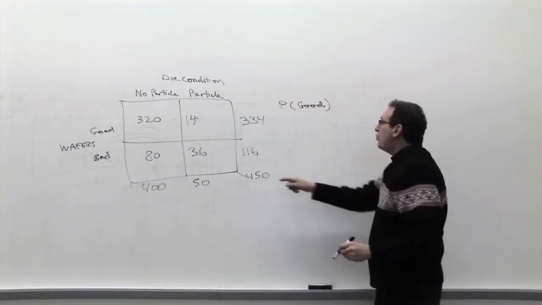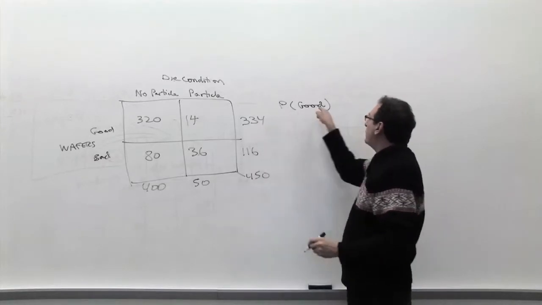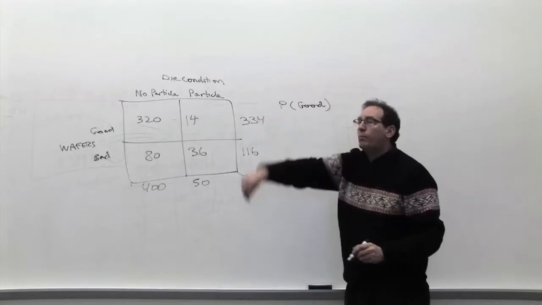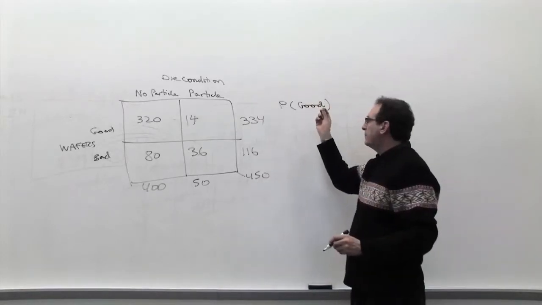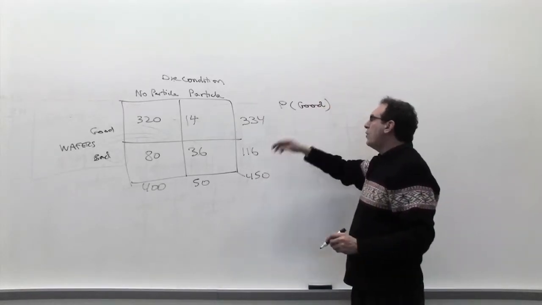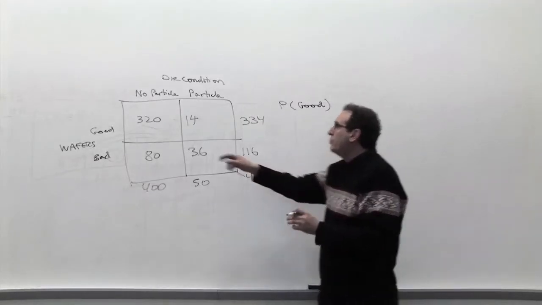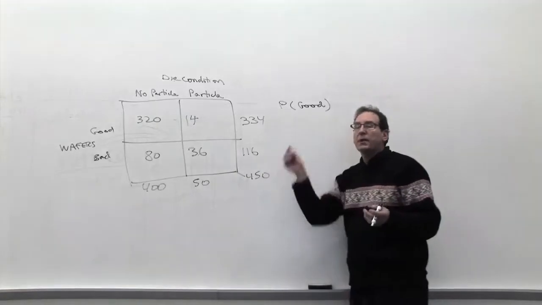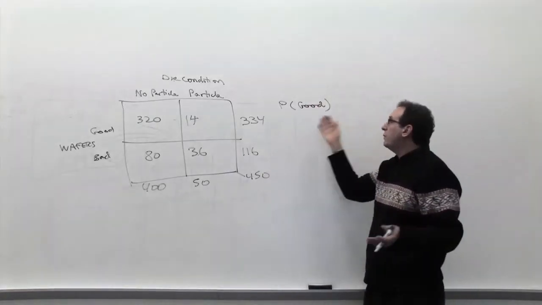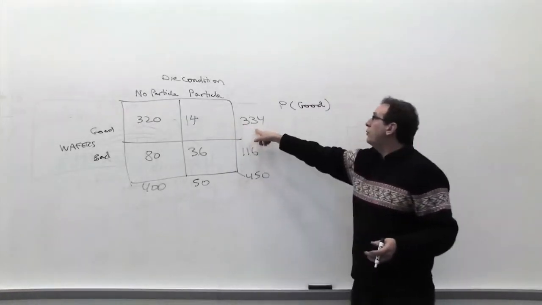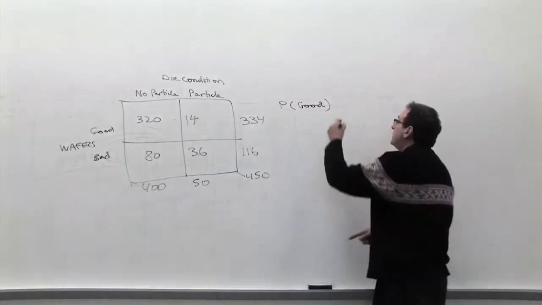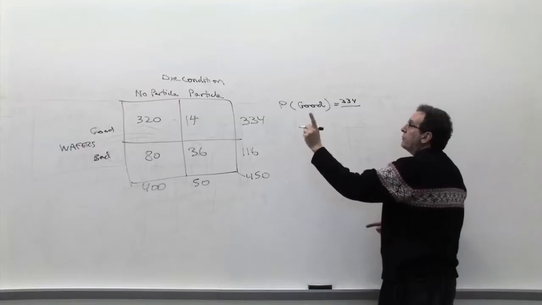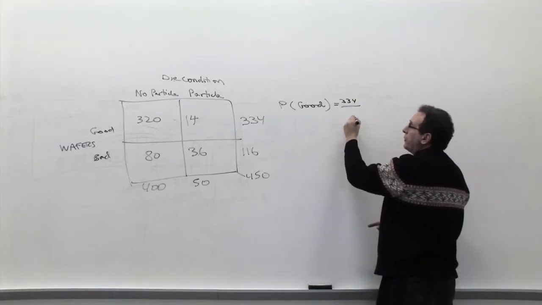Well, what's the chance of a good wafer? Well, there are 450 chips. You pick one at random. Some of them come from good wafers, some come from bad wafers, some have particles. You pull one out at random. What's the chance it's a good one? Well, there are 334 good ones out of 450 possibilities. So the simple probability, of course simple because it involves just one variable, is going to be 334 out of 450.